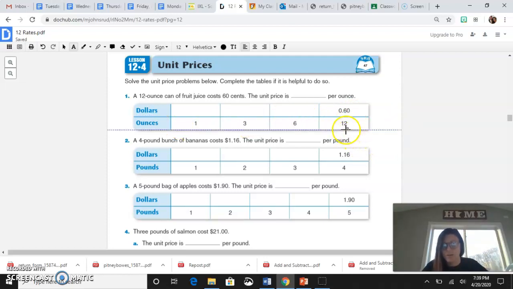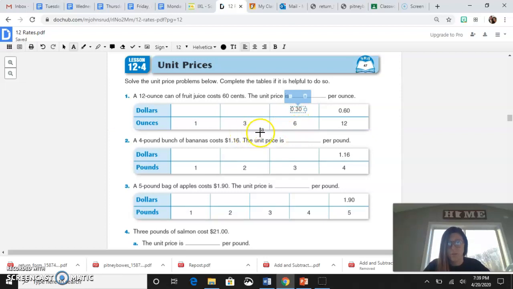So I'm just going to work backwards. Okay, we're timesing 5. So if I have 6 times 5, I know that's 30. But look at the next one. You have to add a decimal. So it's going to be 0.30. So 30 cents for 6 ounces.